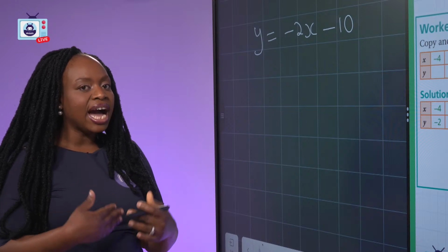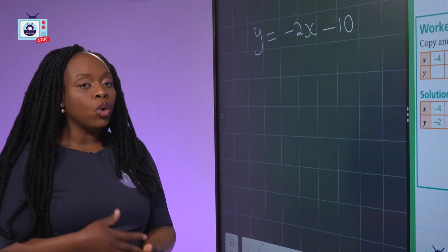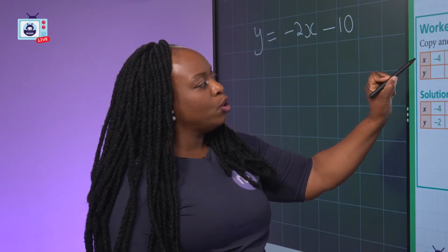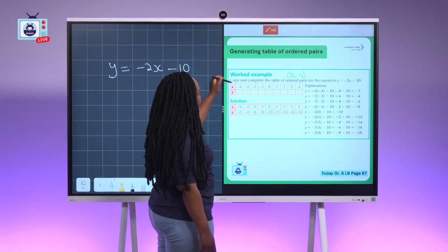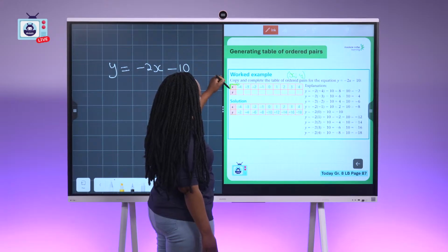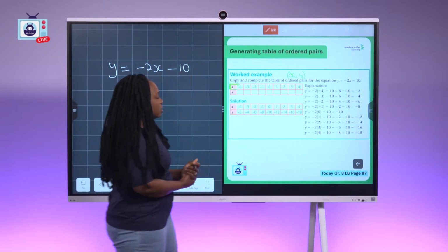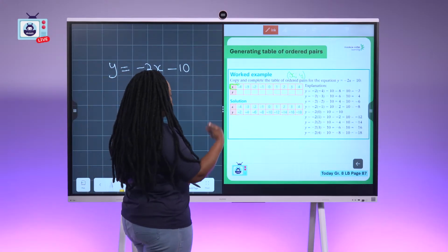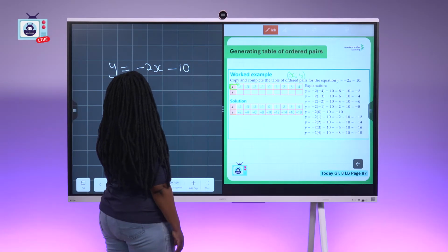To find the output, we need to substitute the input, which is literally the value of x. So this first column here is where the inputs are. You just have to remember that this row, where there's x, is where your inputs are. You need to find the outputs. How do we find the output?